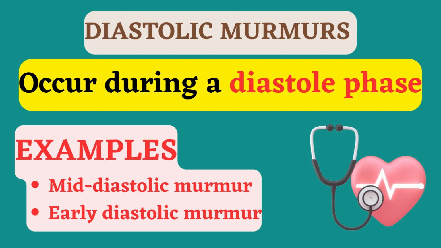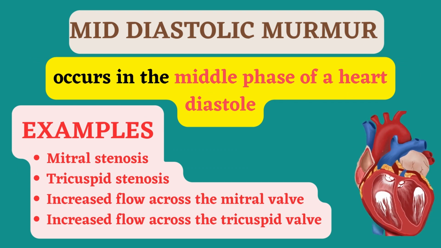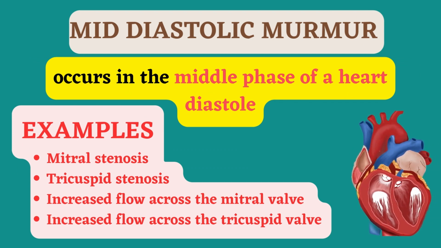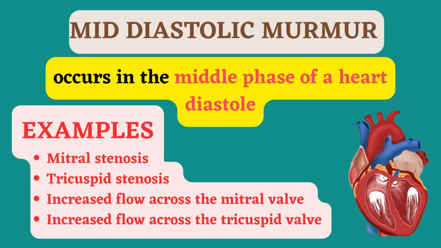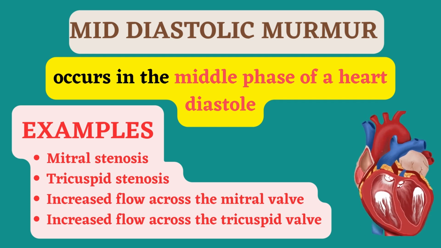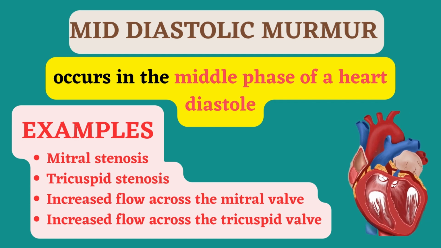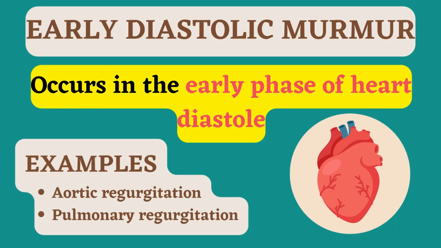Diastolic murmur is also classified into types like mid-diastolic murmur and early diastolic murmur. As the name suggests, mid-diastolic murmur occurs in the middle phase of heart diastole. The causes of mid-diastolic murmur may be mitral stenosis, tricuspid stenosis, or increased flow across the mitral valve or increased flow across the tricuspid valve. An early diastolic murmur, on the other hand, occurs in the early phase of heart diastole. Some causes of early diastolic murmurs are aortic or pulmonary regurgitation.